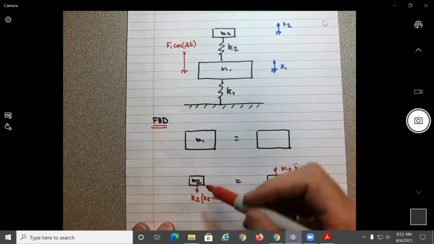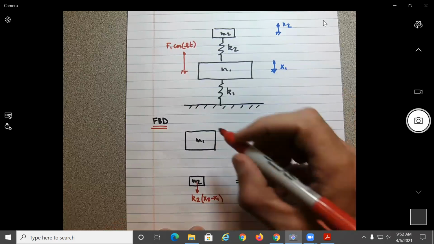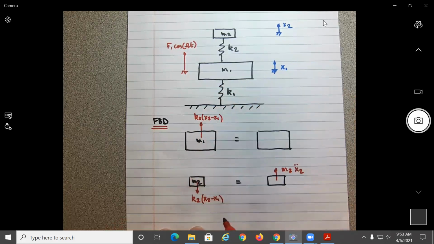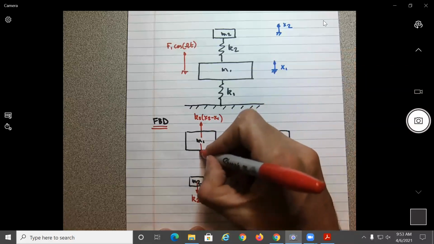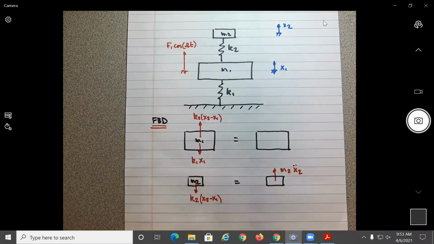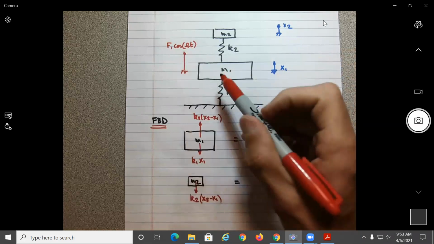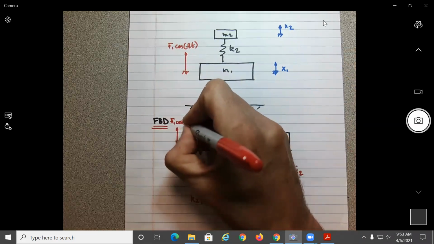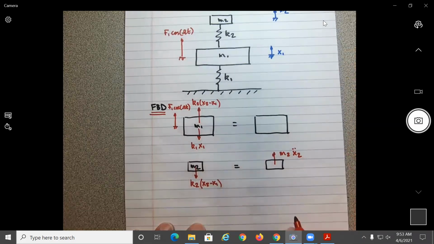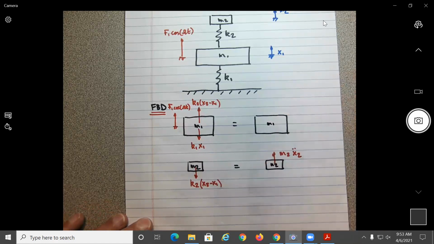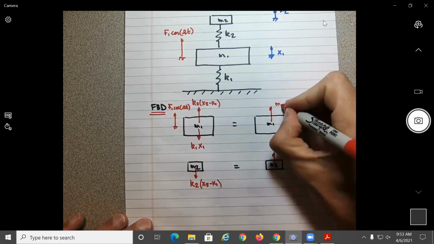So now M1, you should have here the opposite, same direction. So you will have here the K2, X2 minus X1. But now you also have a spring at the bottom, so you will have here K1, X1. And here, let's not forget that we're also going to have the force. So let me put it over here, F1 cosine omega t. Okay, and I think I forgot it, M1, what will you have over here? M1, X double dot 1.